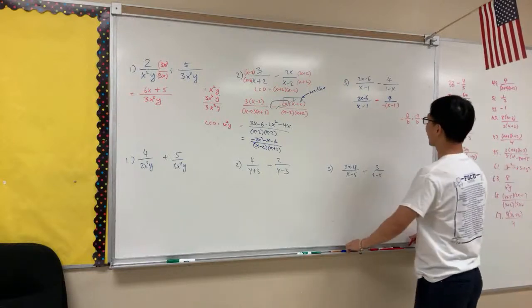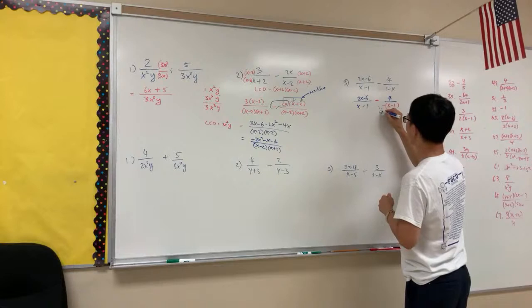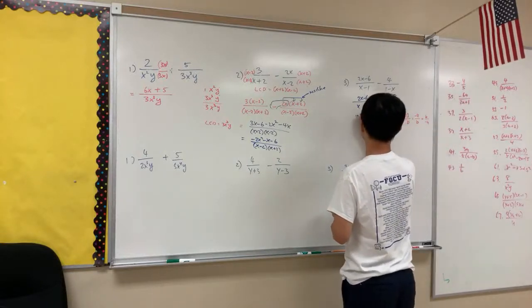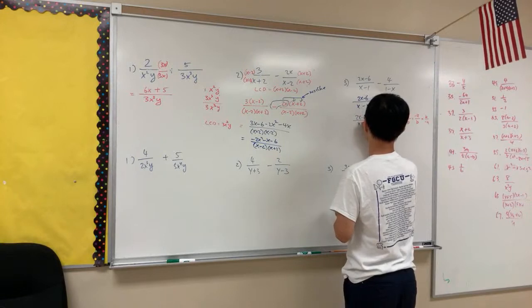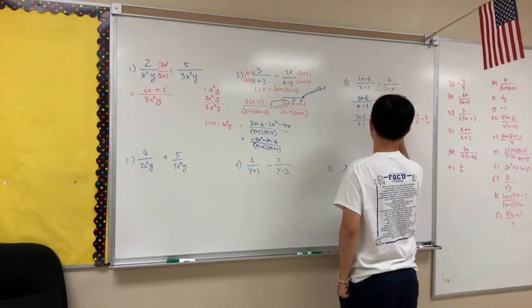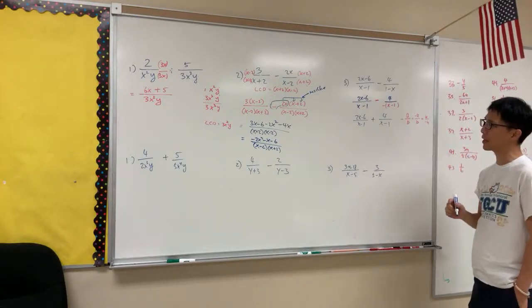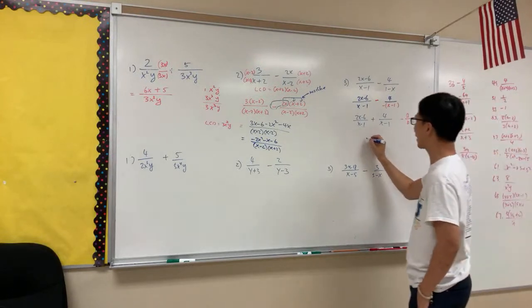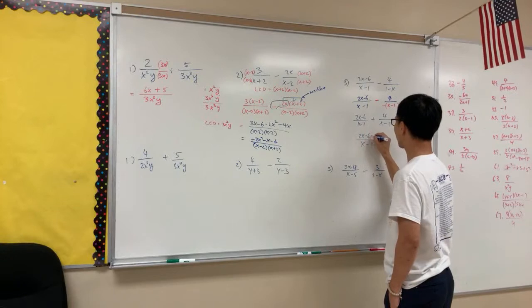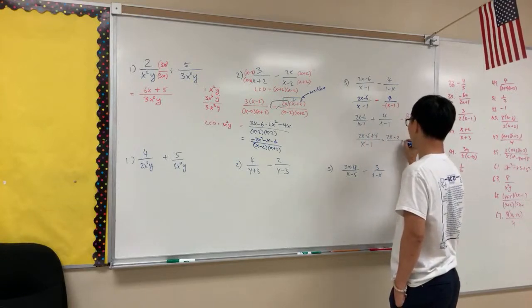So again, those two are negative signs, so they become positive. I'm going to get 2x minus 6 over x minus 1 plus 4 over x minus 1. So I basically just change these two negative signs into a positive sign. Now I have the same denominator, so I can add them together. It'll be 2x minus 6 plus 4 over x minus 1, that's equal to 2x minus 2 over x minus 1.